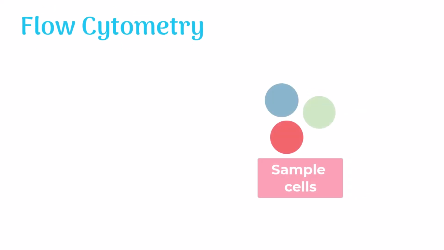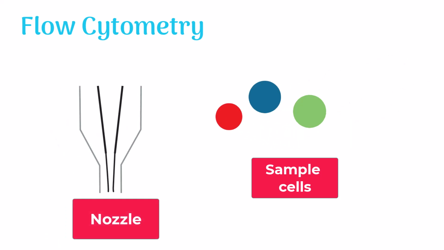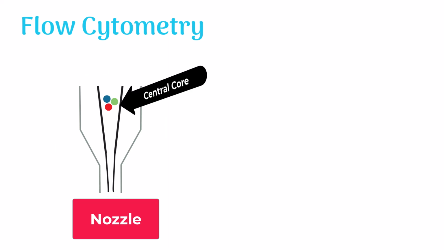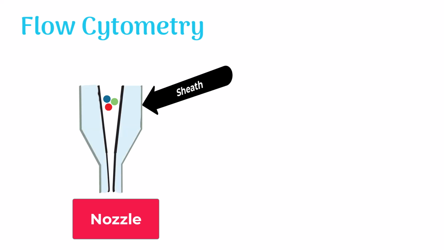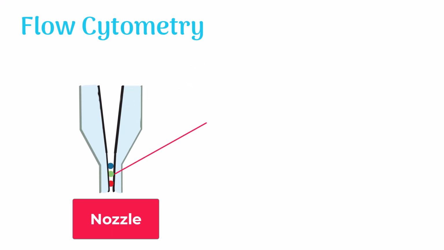Flow cytometry. In flow cytometry, the sample cells have fluorescence molecules on them. When the sample is inserted, it runs through the nozzle. The nozzle has two parts: the central core, where the sample is initially inserted, and the outer sheath, which contains fast-flowing fluid. The fluid in the outer sheath forces the sample cells to move in a straight line, one by one. This phenomenon is generally known as the hydrodynamic focusing of sample cells.